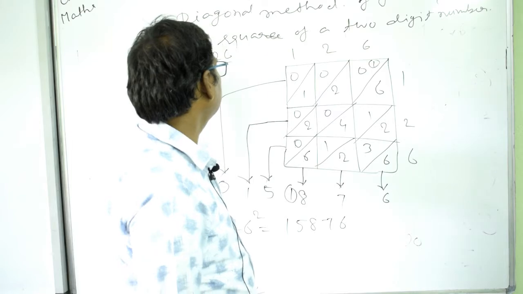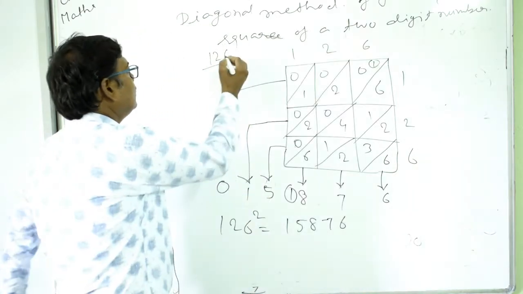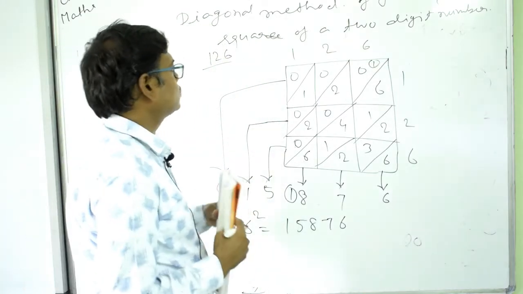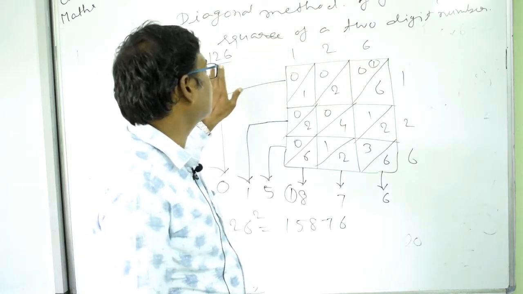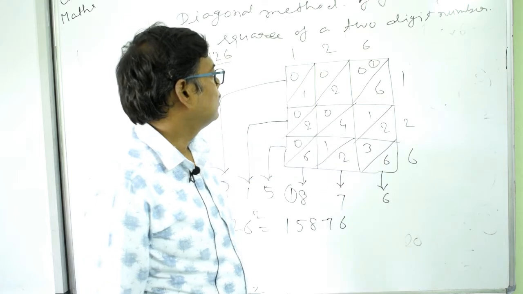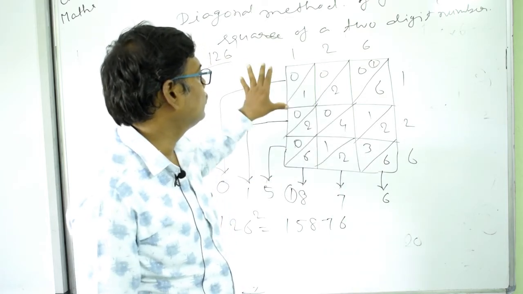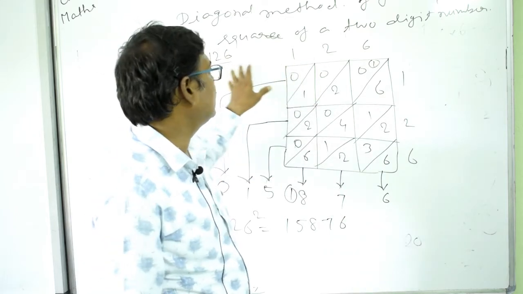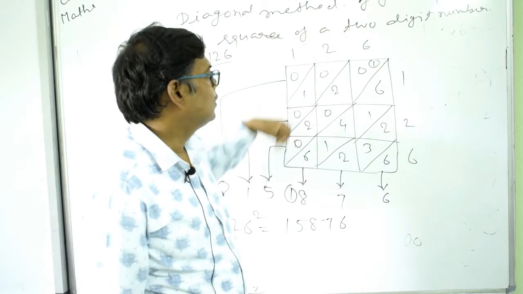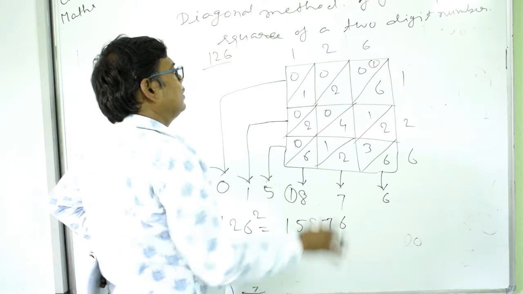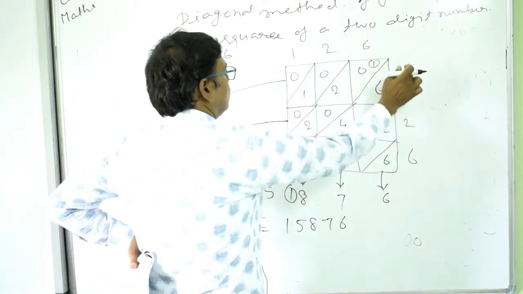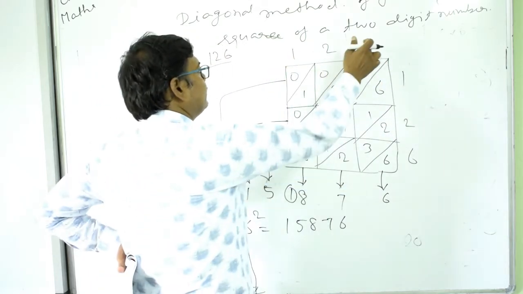So again I will repeat this process. Here the number is 126, and we have to find the square of 126. So how will we do it here? First, because it is a 3-digit number, you will make a table. In this table, because there are 3, you make 3 3 are 9 squares, and then draw like this. Then write the number 126, and here also 126, and then multiply like this.